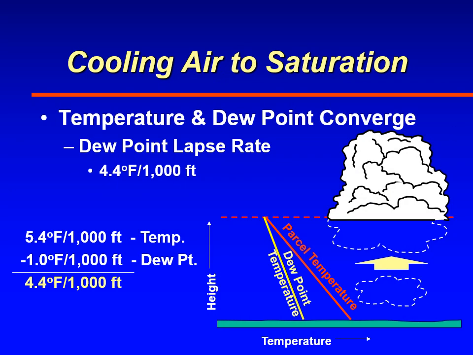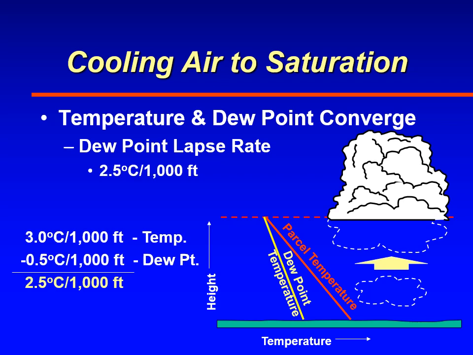The rate at which they converge is the difference between those two lapse rates. For the dry adiabatic lapse rate, it was 5.4 degrees Fahrenheit per 1,000 feet. The dew point lapse rate was 1 degree Fahrenheit per 1,000 feet. The difference is 4.4 degrees Fahrenheit per 1,000 feet. If you want to do it in Celsius, in the METARs we have Celsius temperatures, so it's 2.5 degrees Celsius per 1,000 feet.